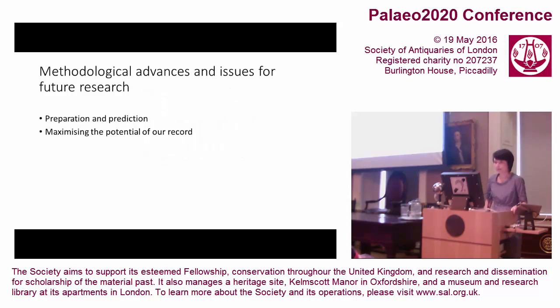What I'd like to say, to start off, echoes Clive's point: how much progress we have made in the last decade or so in issues surrounding Upper Palaeolithic lithic scatters, particularly for long blade material. There's been really great work in new methods in terms of preparation and prediction of where we might find scatters. So I'd like to talk about some of these, particularly through case studies, and also how we understand our record in a way of maximising its potential.